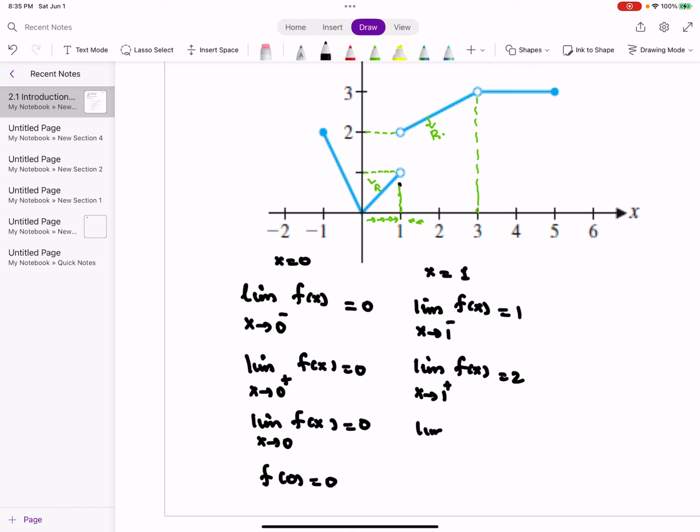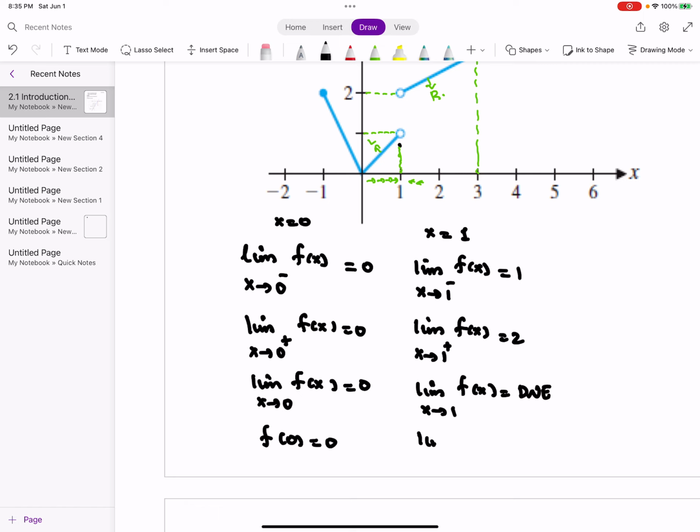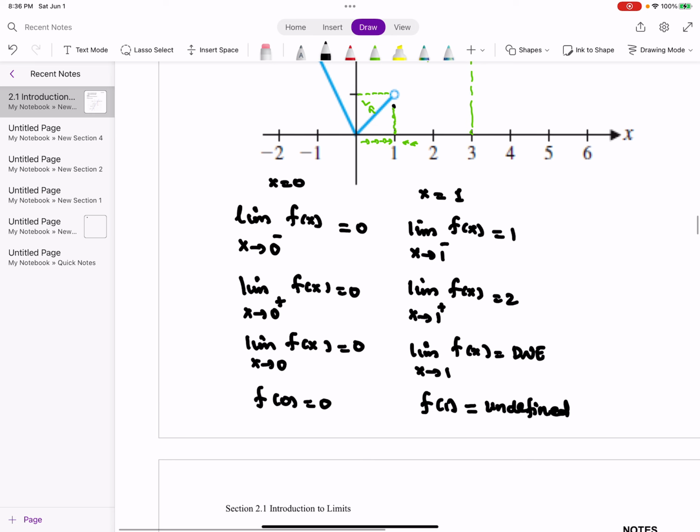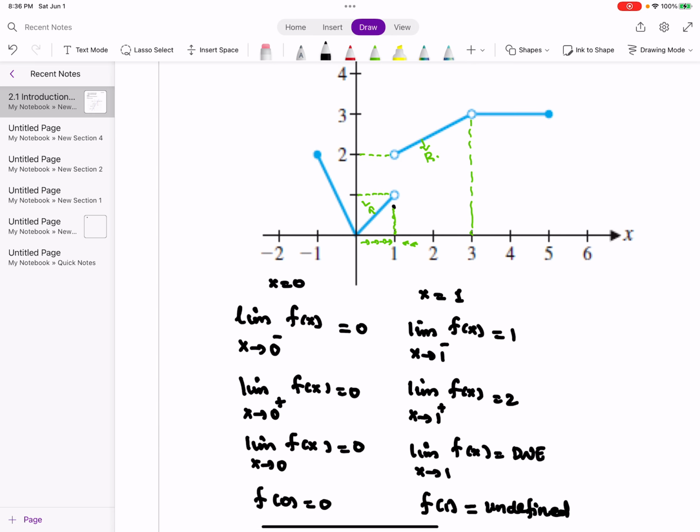Now, limit of x approaches 1 of f of x does not exist because the left side is different from the right side. And the function value at 1, it is open on both, so it is undefined. For the function value, we use the word undefined. For the limit value, does not exist. DNE stands for does not exist. Now, the last point, let's consider x equal to 3.